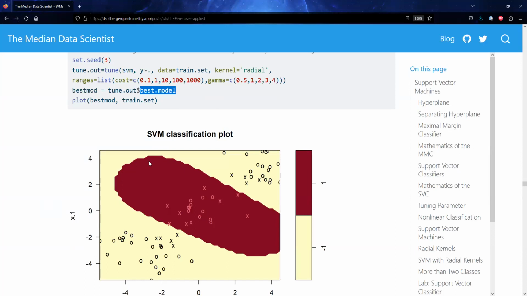The code is implying that everything in the reddish region should be classified as a +1 label. Everything in the yellow region should be classified as a -1 label. But seeing where the X's and O's are, we get a sense there might still be some misclassifications here.